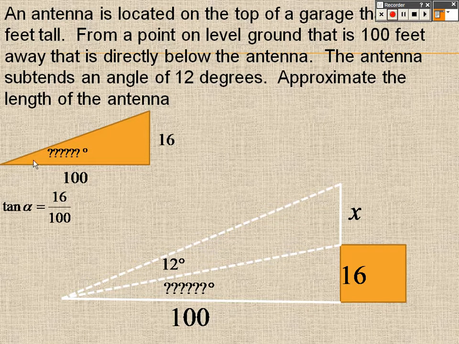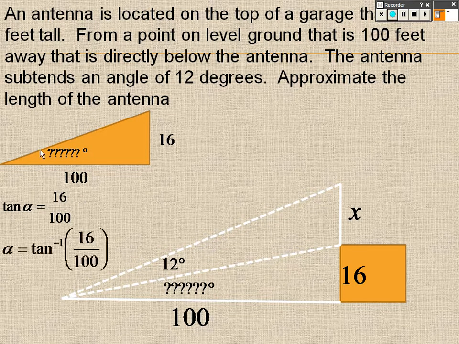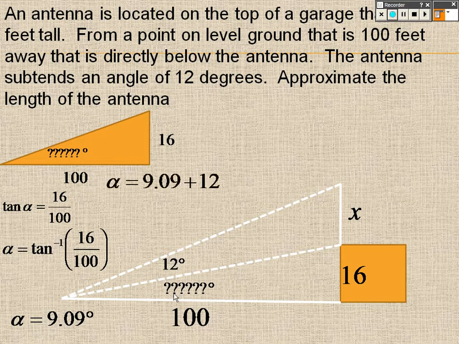So in order to do that, I could do tangent of 16 over 100. So just do inverse tangent, because it's opposite over adjacent, will give me that angle. So when I do that, I find out that that's about 9.09. So this is 9.09 degrees in here. So that means that whole angle down here is 9 plus the 12, so it's 21.09 degrees.